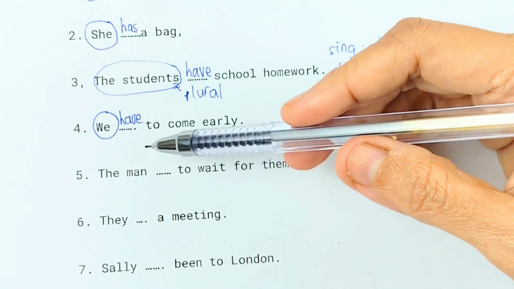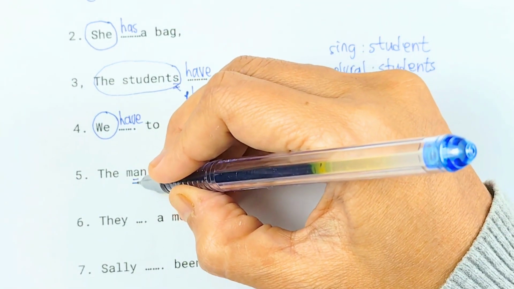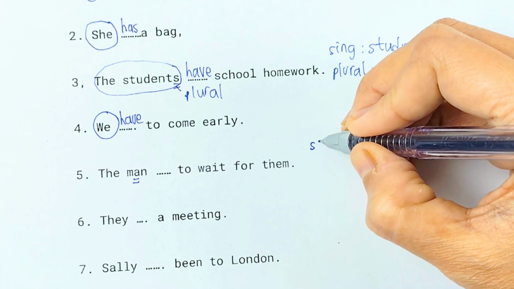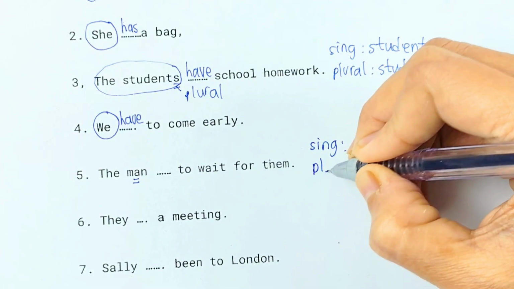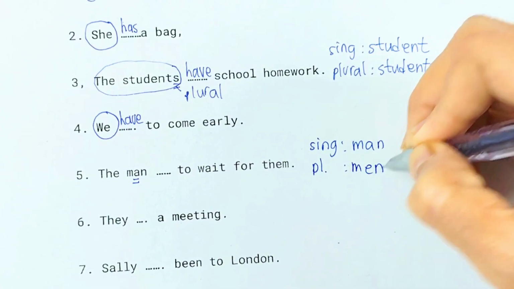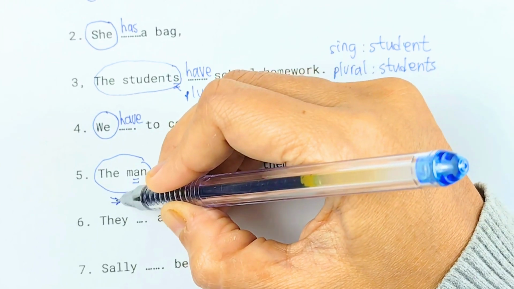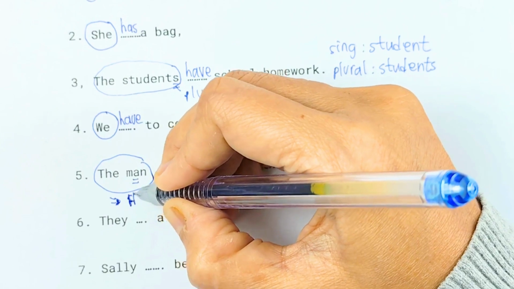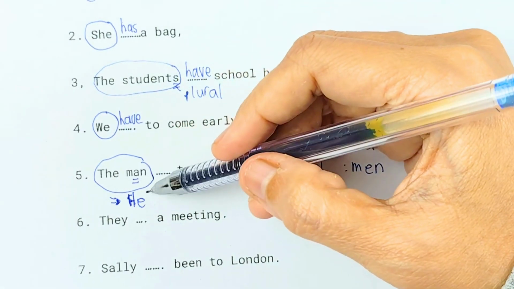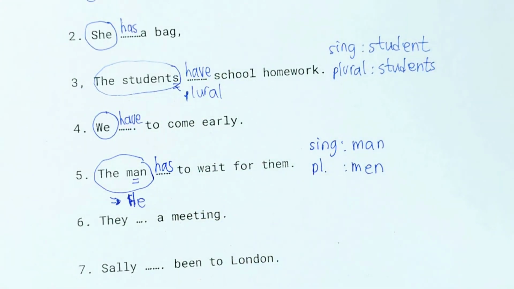Number 5, the man blank to wait for them. If the singular, man. If the plural, men. So because this is singular, if we replace with pronoun, it becomes he. So we have to answer he has to wait for them.